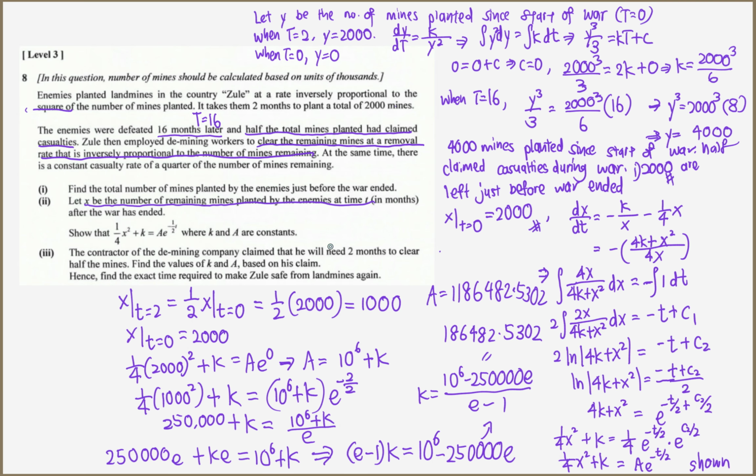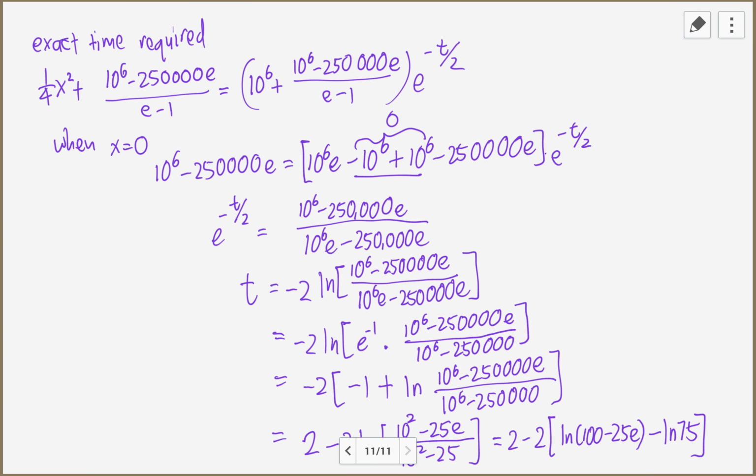He said that you need 2 months to clear half the mines. So we have already found my a and k based on his claim. Now we want to find the exact time required to make the zoo safe from landmines again. Safe from landmines meaning there are no landmines anymore, so we let x equal 0. We want to find t when x equals 0. So we substitute inside, this 1/4 x^2 will be gone, so we're left with 10^6 - 250,000e.